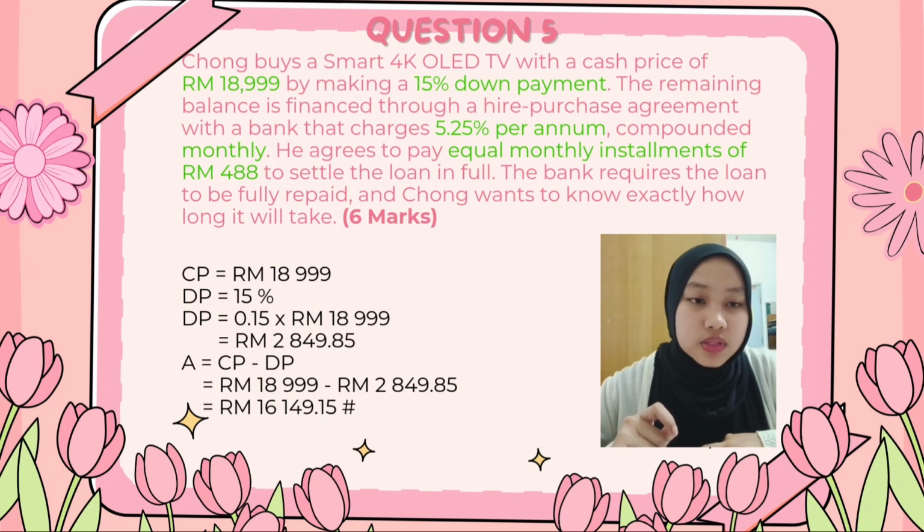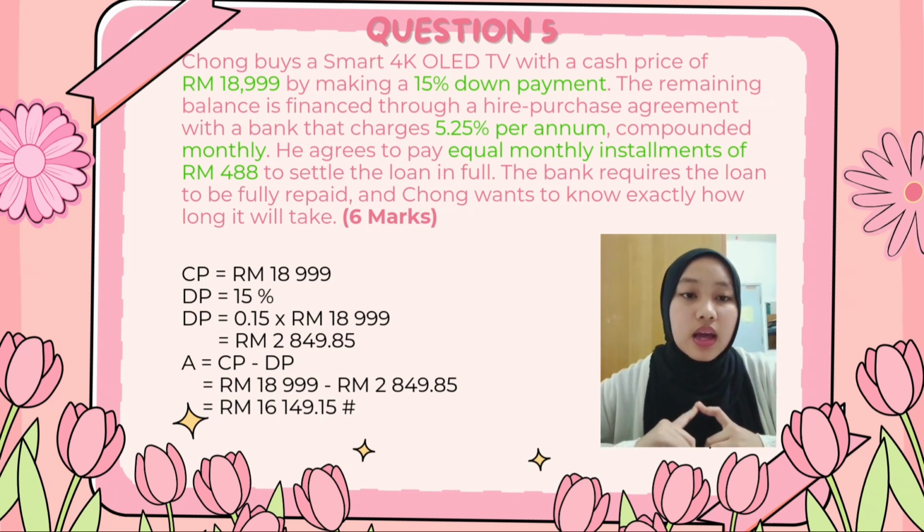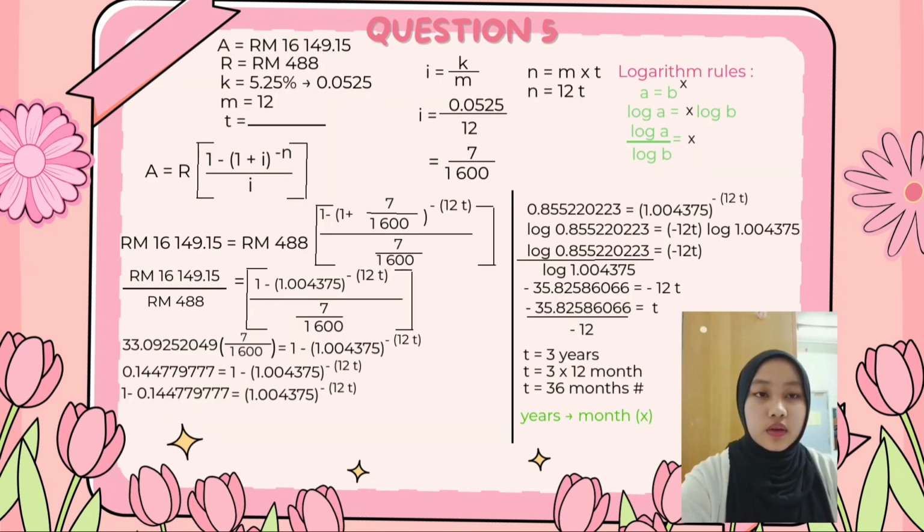CP equal 8,990 ringgit and DP we're gonna times it 0.15 times 18,999 ringgit, and we got 2,849 ringgit 85 cents. And we're gonna find the A. So I'm gonna use the formula A equals CP minus DP. CP, we got 8,999 ringgit minus 2,849 ringgit 85 cents equal 16,149 ringgit 15 cents. A equals 16,149 ringgit 15 cents.